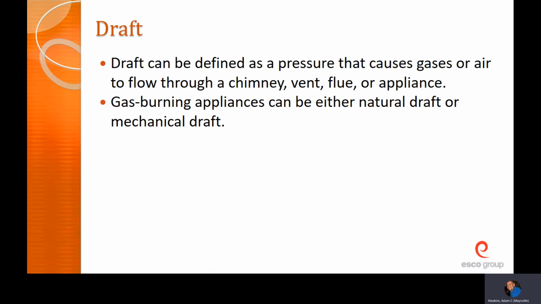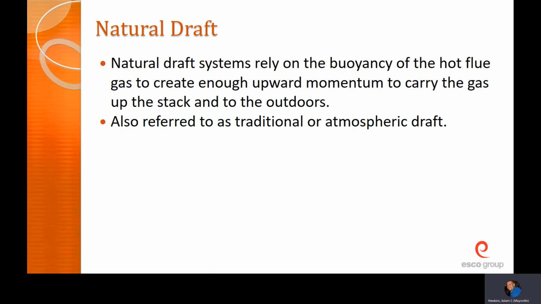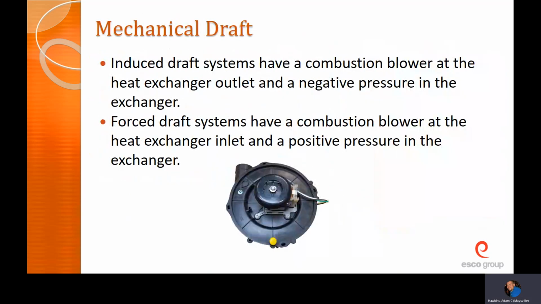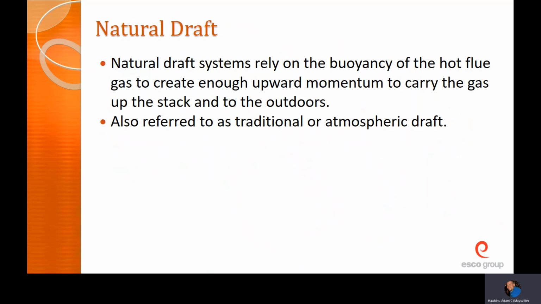So we've already talked about draft. We've talked about flue gas, byproducts of combustion. Proper combustion, improper combustion, both of those, regardless of what the furnace is doing, has to be exhausted outside. So you have to find a way to get rid of those. Natural draft and mechanical draft are something that we've talked about a little bit, and at least referenced. So let me explain the difference.